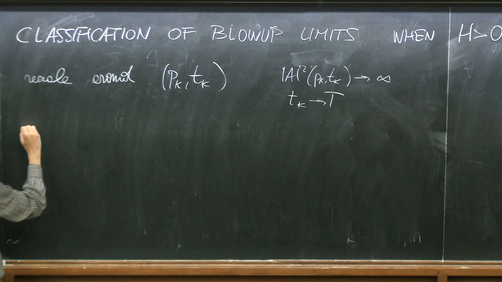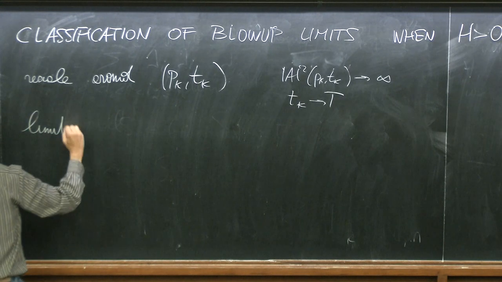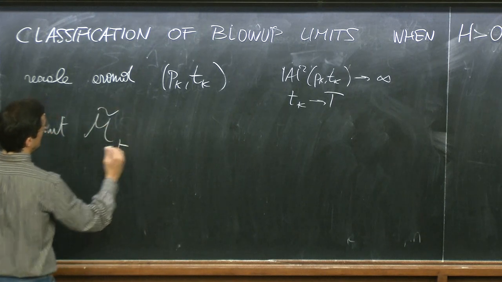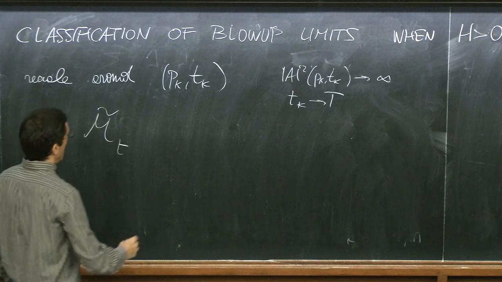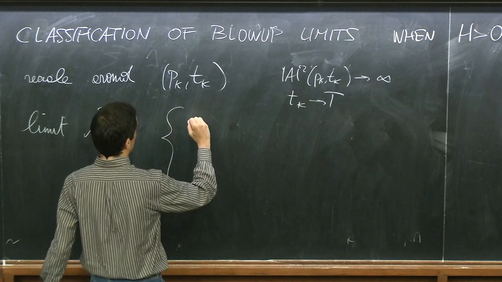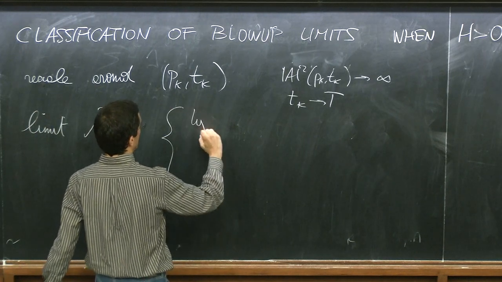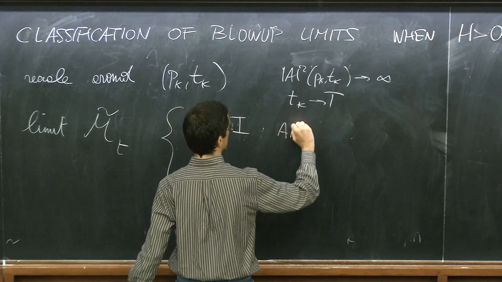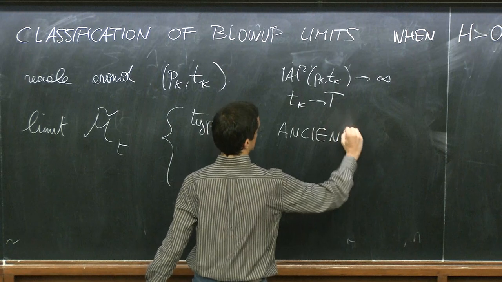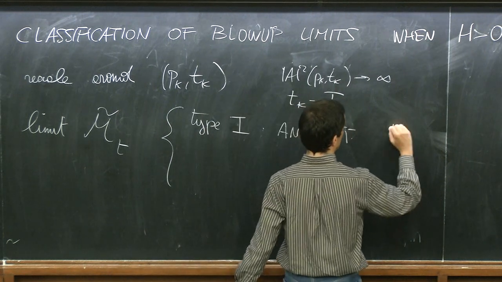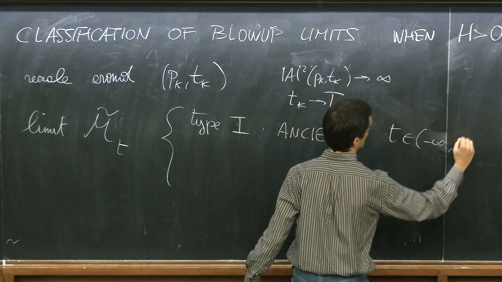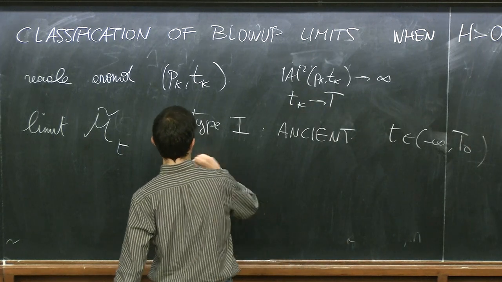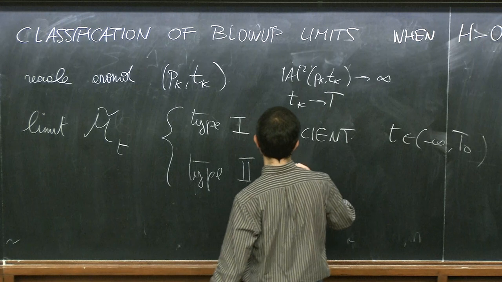Then there is a limit M tilde_T, which for type 1 is an ancient solution, so t in minus infinity to some T_0. And for type 2 is an eternal solution.